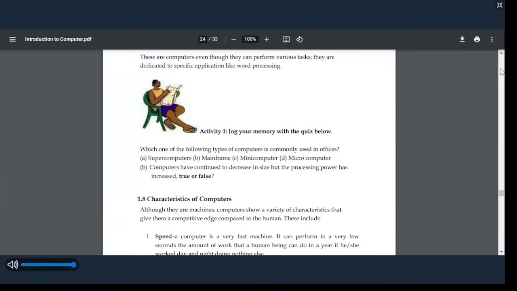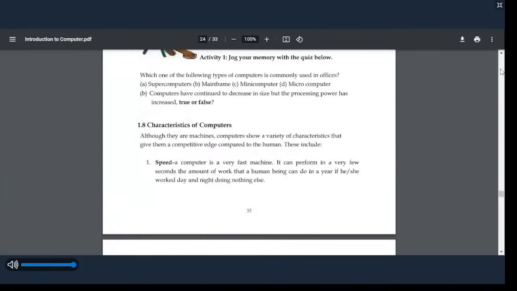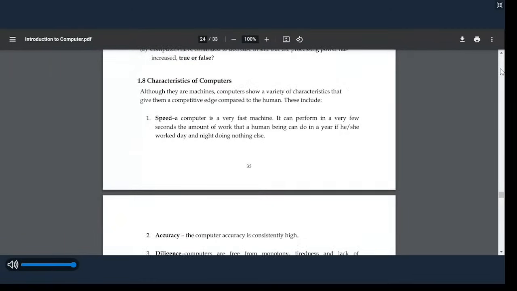So we move to the characteristics of a computer. Although they are machines, computers show a variety of characteristics that give them a competitive edge compared to humans. These include speed. A computer is a very fast machine. It can perform in very few seconds the amount of work that a human being can do in a year if he or she worked day and night doing nothing else.